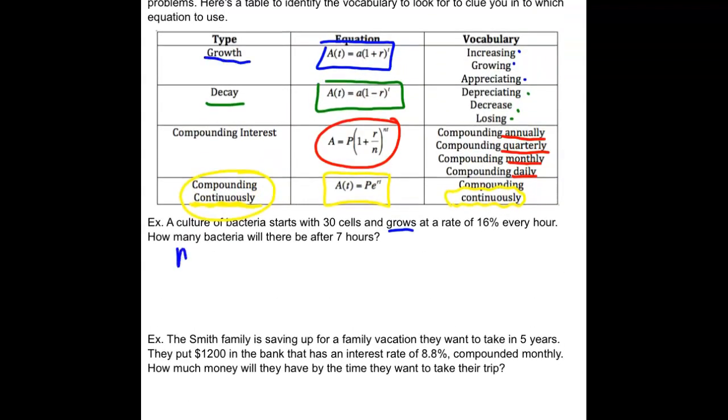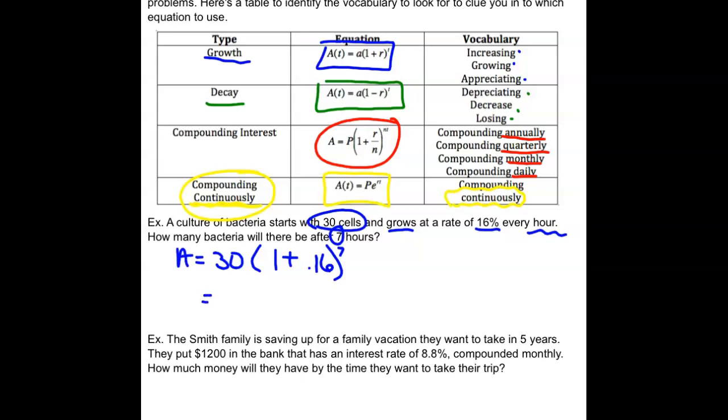Okay? So our total amount is our starting amount, 30 cells, times 1 plus our rate of increase, which was 16%. Again, we have to convert that to a decimal, so 0.16. And then our power is our time. Notice that time here is in hours, but they're asking us to find after 7 hours. So all we have to do is put a 7 in for our time.